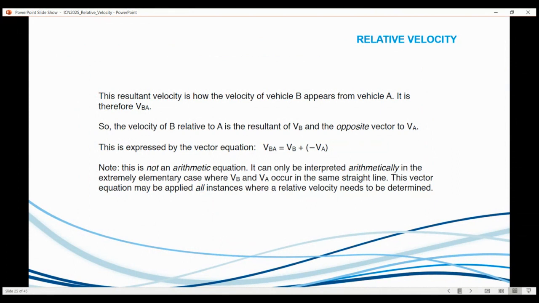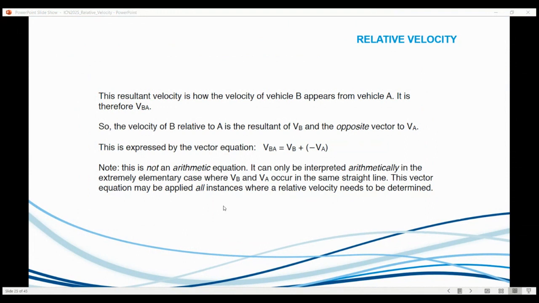And there's a reason why I'm giving a mark for the equation. It's for you to understand when you're stopping one body relative to another body. They're saying the resultant velocity is how the velocity of B appears from vehicle A. So remember that first thought of two cars coming together. In this case, we have cars moving in different directions, and we are seeing how one body appears to be moving relative to another. The velocity of B relative to A is the resultant of B and the opposite vector to A.